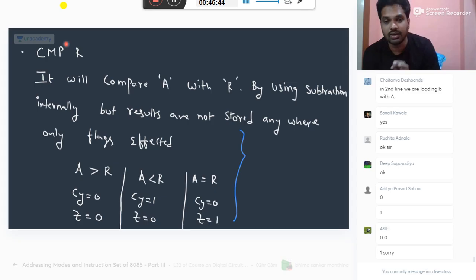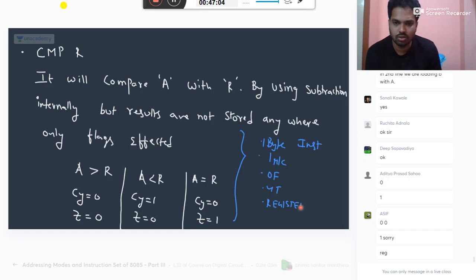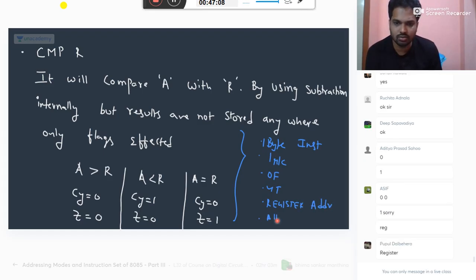Because how do you compare A and B? We subtract. If A minus B is greater than 0, then A is greater than B. If A minus B is less than 0, then I will say A is less than B. If A is equal to B, then what will you get? A minus B equal to 0. Internally the computer does that, but it will not show the result anywhere.